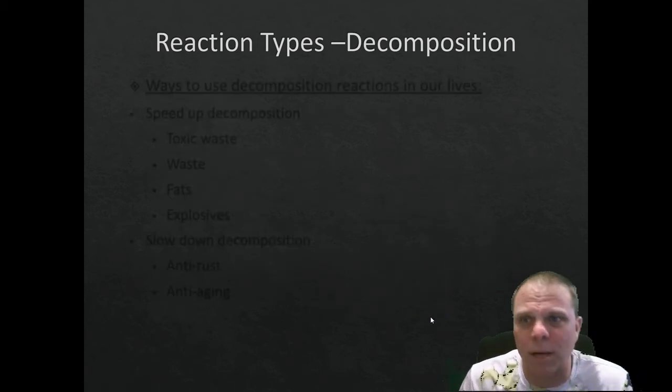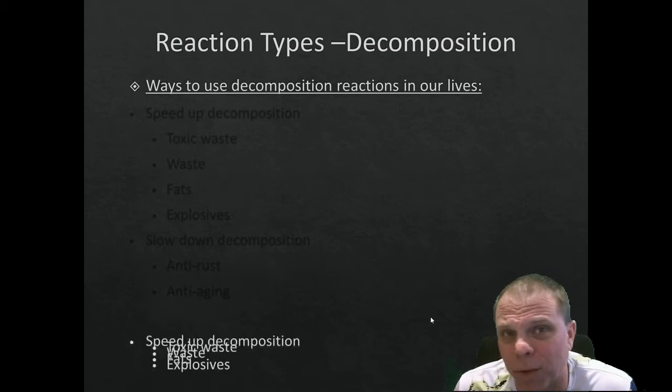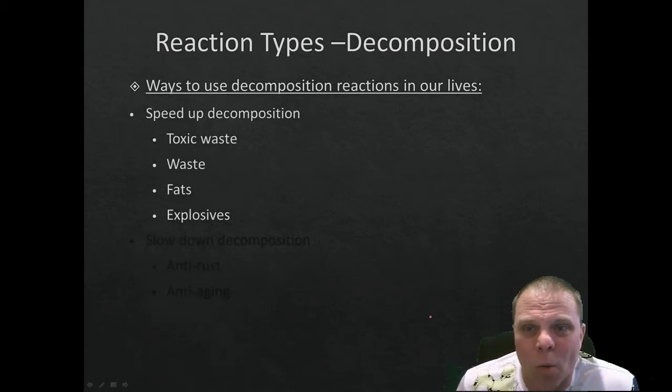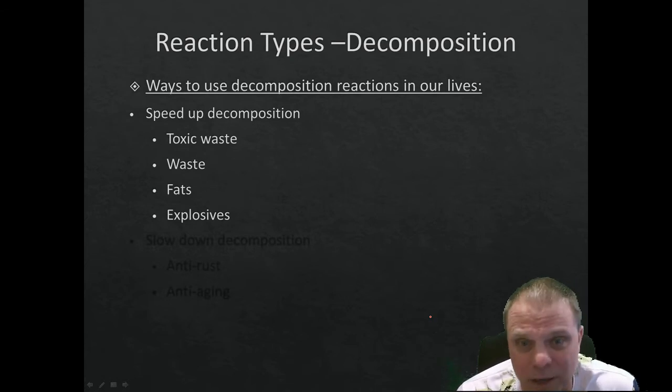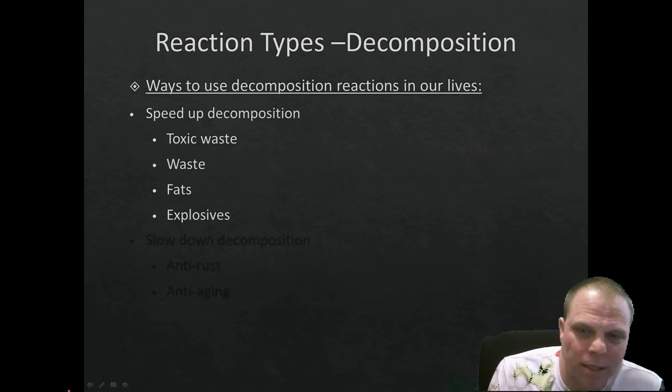All right, so let's look at some places where we'd see these decomposition reactions in our everyday life. We would want to speed up decomposition reactions if we wanted to try to eliminate things like toxic waste or other types of waste, fats. And of course, explosives is a fun one to think about. We'll actually hit this fats one here a little bit more too on the next slide.